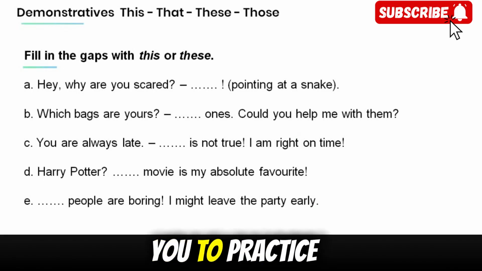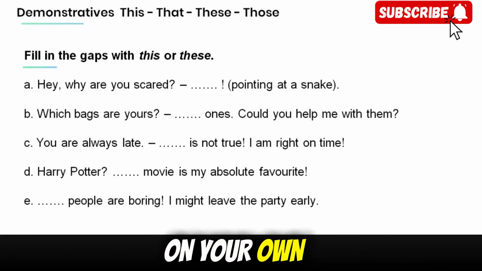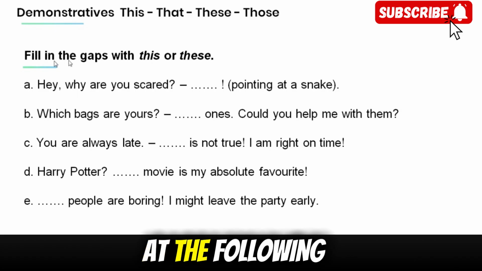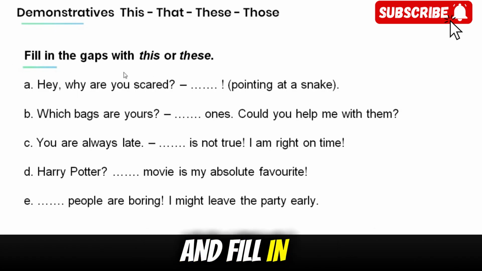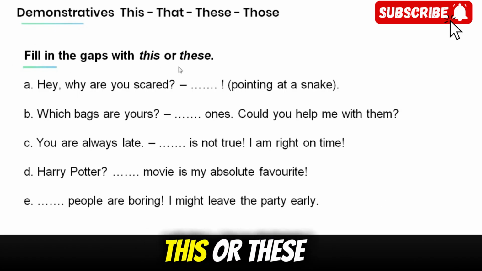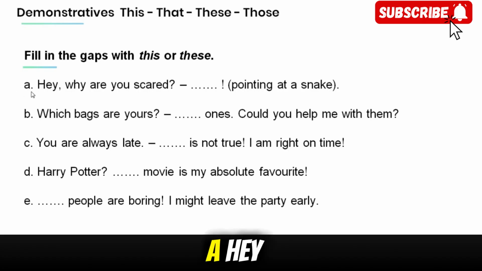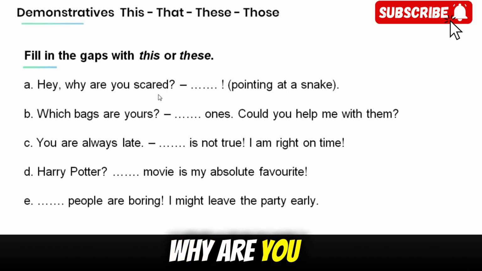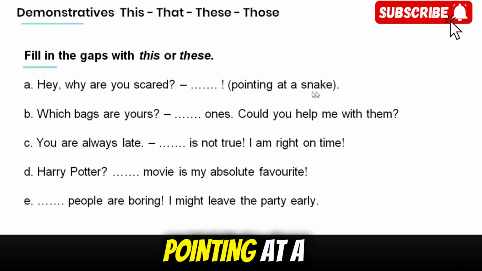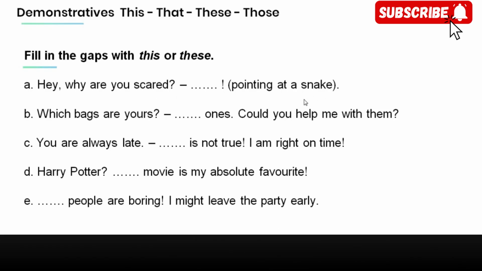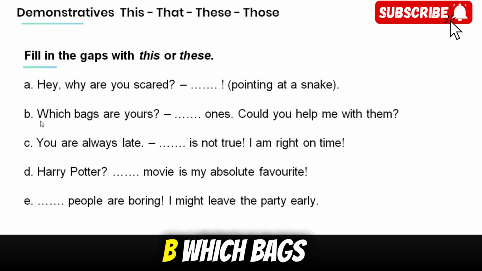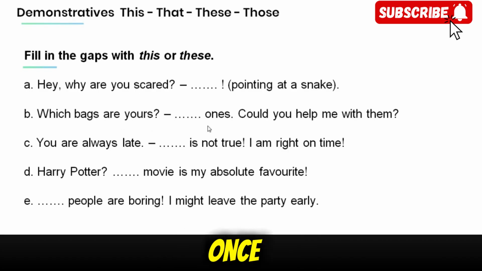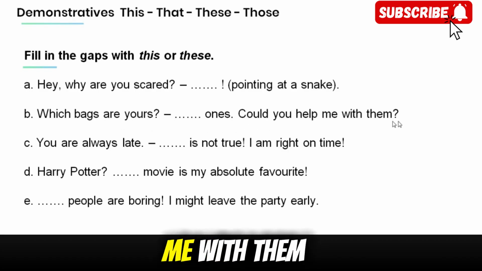Now time for you to practice on your own. Have a look at the following sentences and fill in the gaps using this or these. A. Hey, why are you scared? Pointing at a snake. B. Which bags are yours? Once. Could you help me with them?